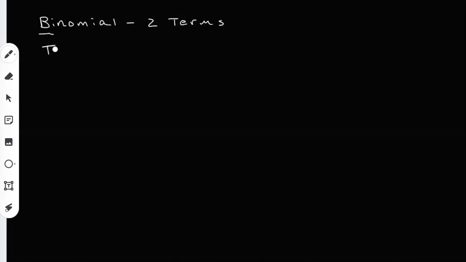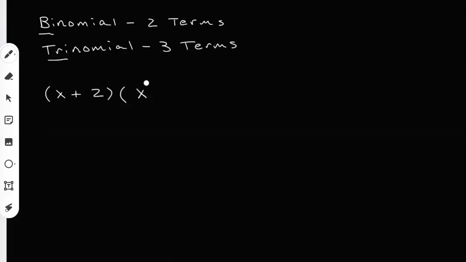Then a trinomial is going to have three terms, and that's going to come from the prefix tri. So a binomial would be something like x plus 2. That would be a binomial because it has two terms, x and 2. And then a trinomial would be something like x squared plus 3x plus 4. So this polynomial has three terms, x squared, 3x, and 4.